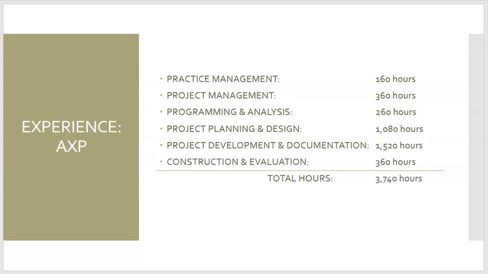The next part of getting your license is your experience, which is called the AXP program. You have to get a certain amount of hours in each category of experience. So the first one is practice management. The second is project management. The third is programming and analysis. The fourth is project planning and design. The fifth is project development and documentation. And the sixth is construction evaluation. And we will go through each one and explain in more detail what the different categories represent.